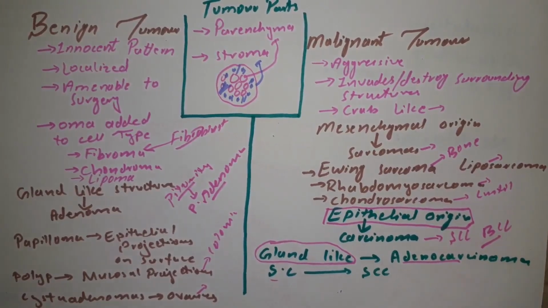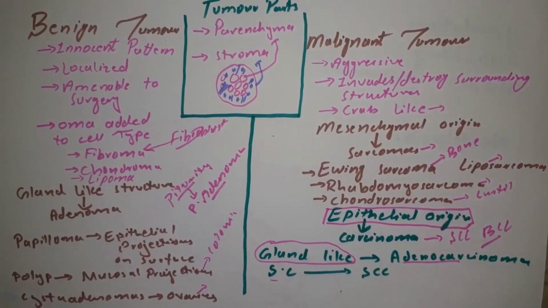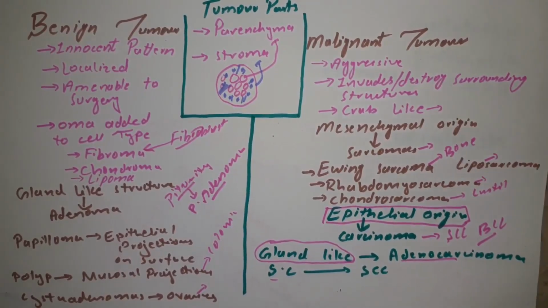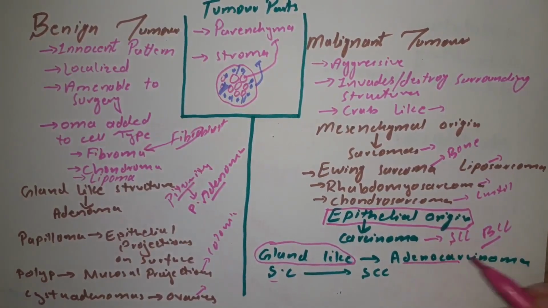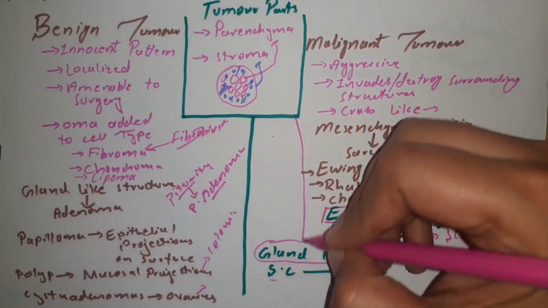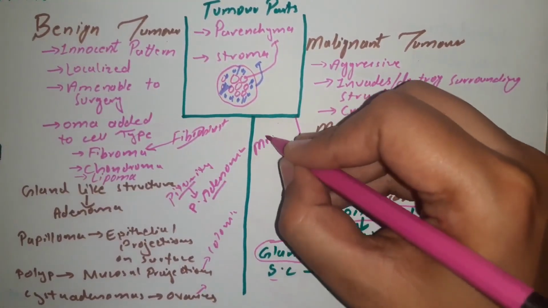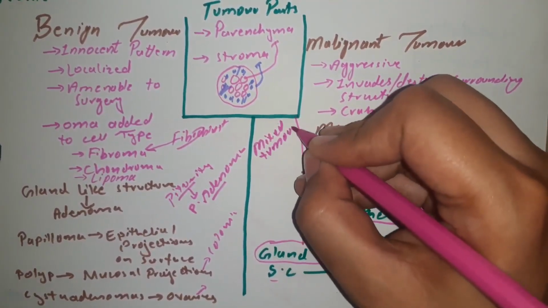However, this classification is not so simple. This nomenclature is not so simple. There are tumors which do not follow these guidelines and they are named accordingly. Now we move towards some special types of tumors which are called mixed tumors. These tumors have multiple tissues in them.